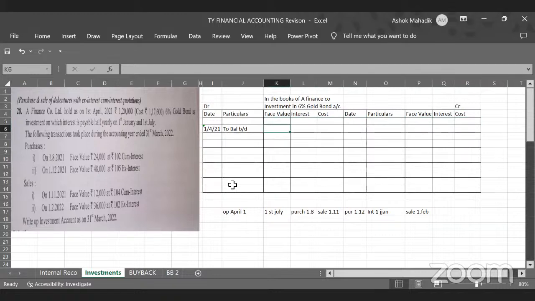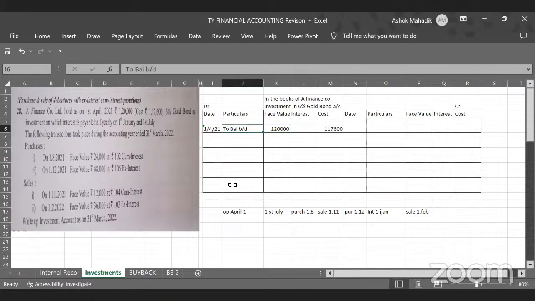So on 1st April 21, we have a balance. It says it holds rupees 1,20,000. So this is the face value given to you of the balance investment on the first day of April. Then cost is given to you, 1,17,600. Now, as I told you, in every transaction you have to calculate interest. Interest rate is 6%, already given. Face value is already given, 1,20,000. So what we need is the time period for which you have to calculate interest.